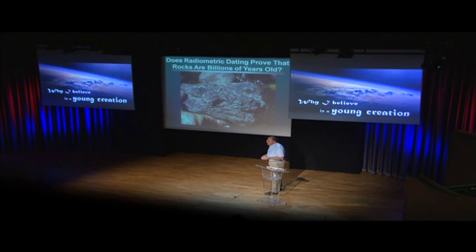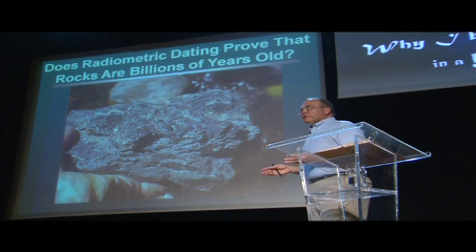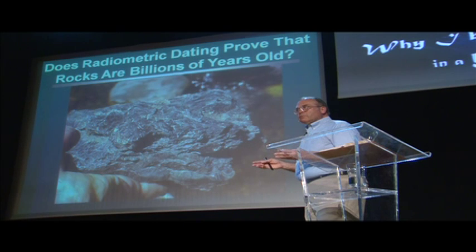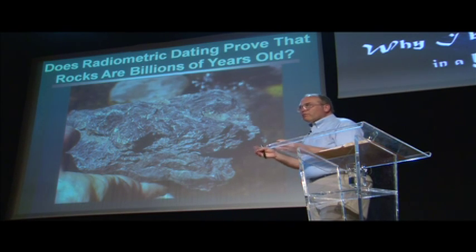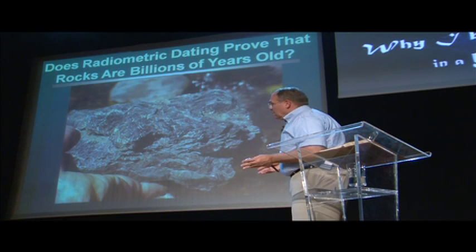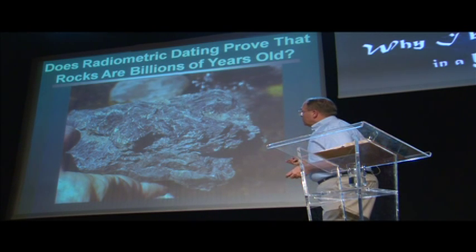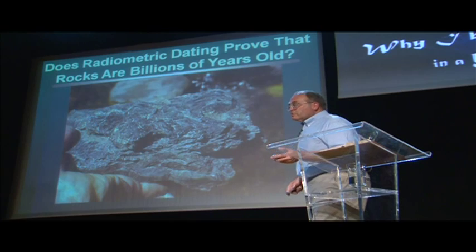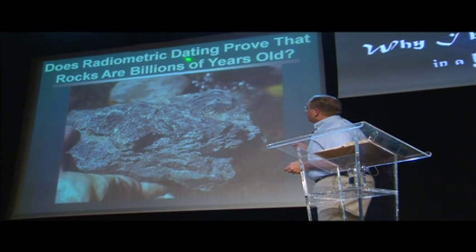Maybe you've heard of uranium, lead, potassium-argon, rubidium, strontium. There's all kinds of these, but carbon-14, potassium-argon, rubidium, strontium, uranium, lead, those are the ones that most people know of. Actually, there's over 80 of them. And they say that you can date a rock millions, billions of years old using these radiometric dating processes. However, that's not true. First of all, none of them work. Not one of them works.